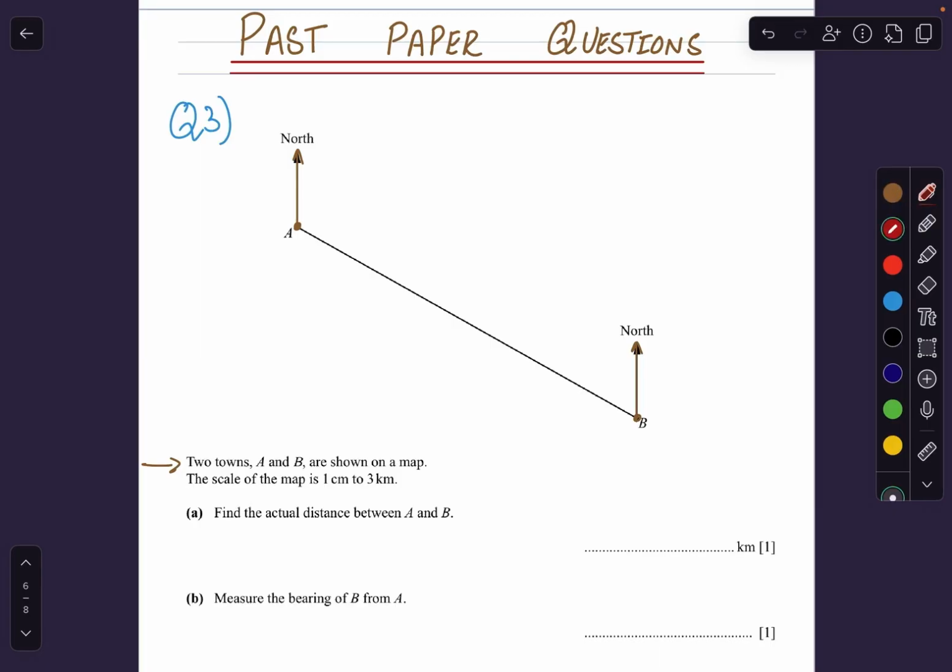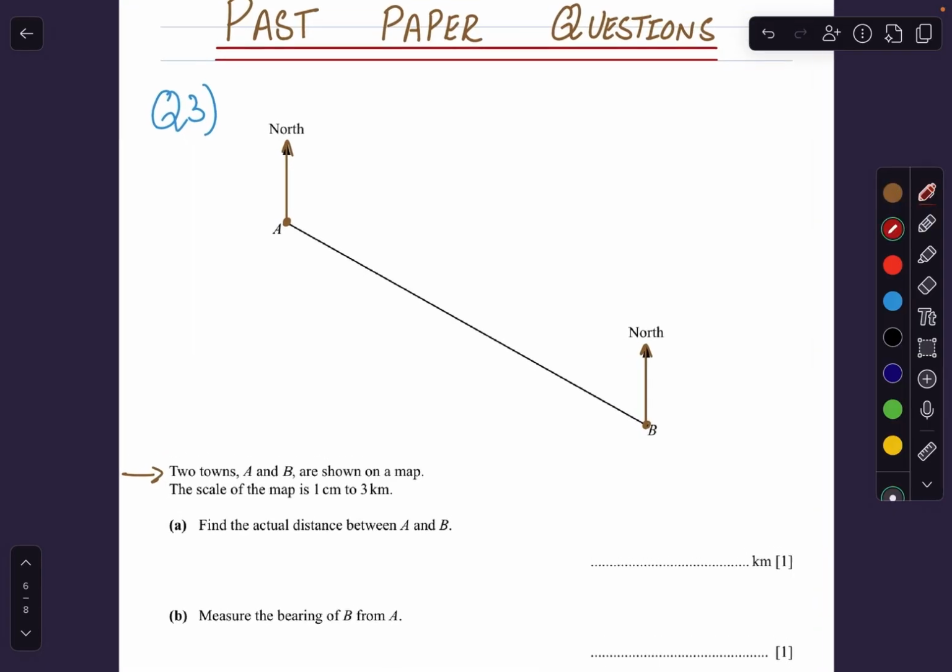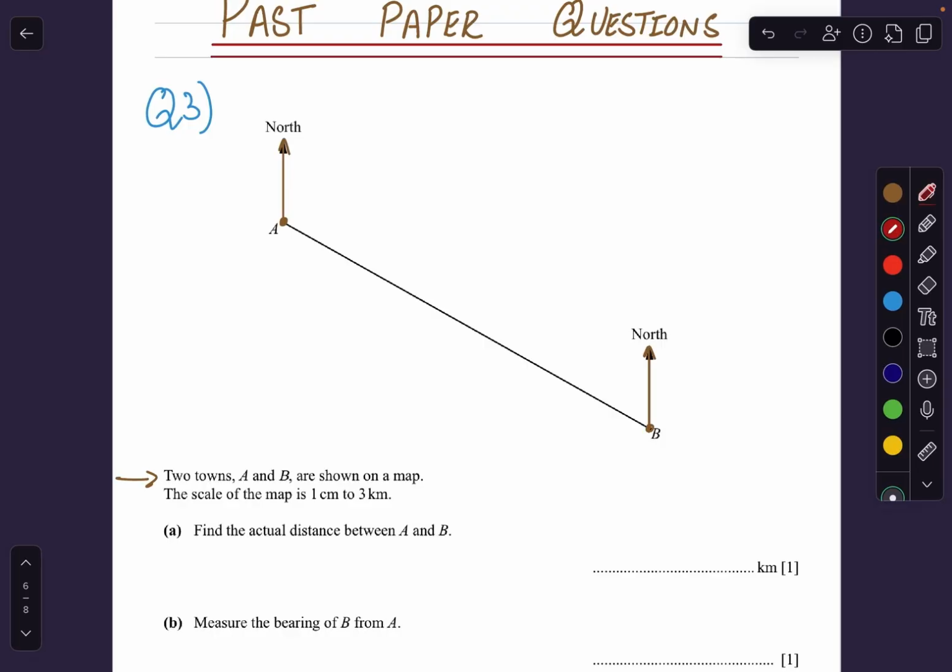They are giving the scale of the map as 1 centimeter to 3 kilometers. It means that on this scale diagram, 1 centimeter equals a real distance of 3 kilometers. So this 1 centimeter shows a real distance equal to 3 kilometers. What we are finding out is the actual distance.